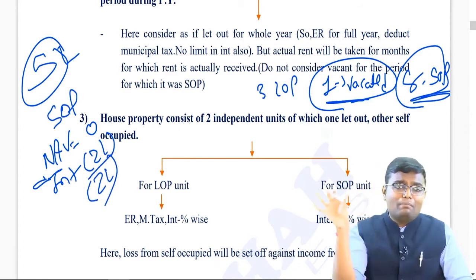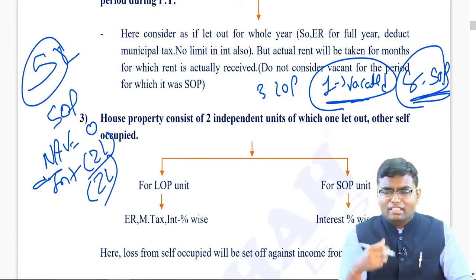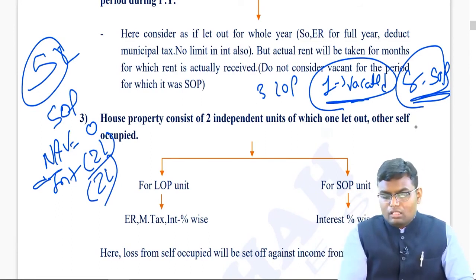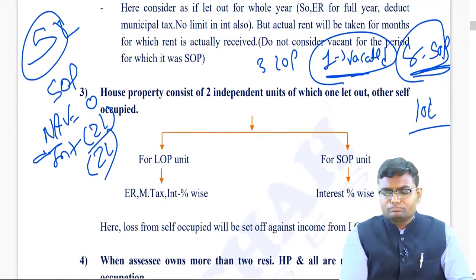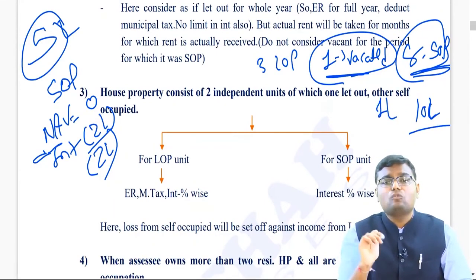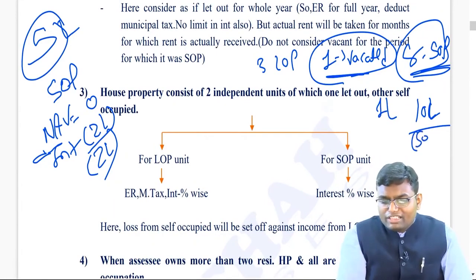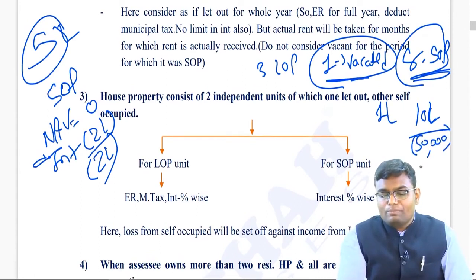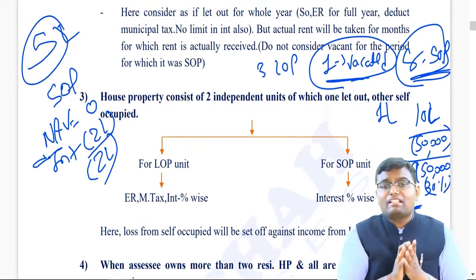Now let's say for the balance 50% LOP unit, the rental value is rupees 10 lakh. So from 10 lakh deduct municipal tax. Let us say there is no municipal tax. If there had been, let's say 1 lakh rupees is the municipal tax of the entire house, deduct only 50,000. Why? Because your LOP unit is only 50%. So from that, net annual value will become 9,50,000. From that you deduct 30% of 9,50,000.